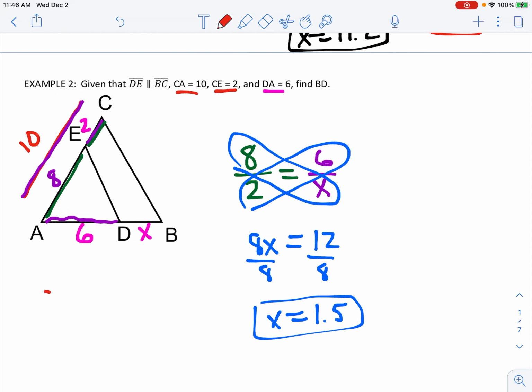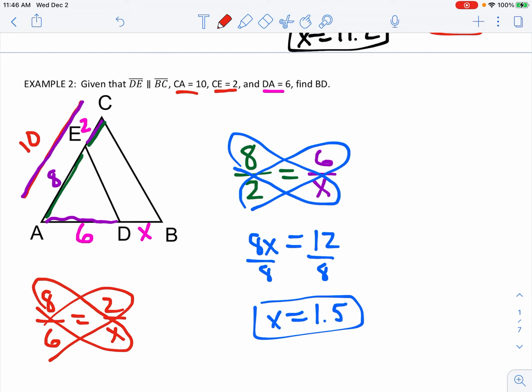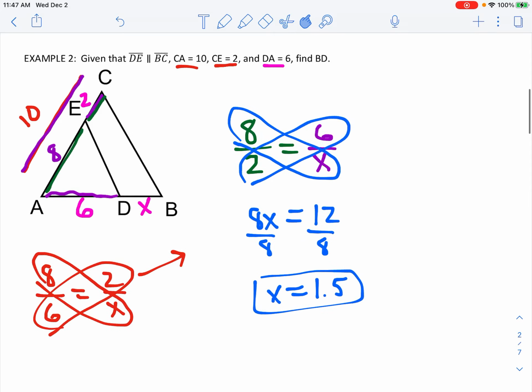Now again, there's lots of ways you could have set it up as long as you stayed with a pattern. Sometimes kids might go 8 over 6 equals 2 over X. Again, you'll notice once I cross multiply, because I stayed with the consistent pattern, this is the exact same as what we did there. So make sure you just stay with the pattern to set up your two fractions and then cross multiply and solve.